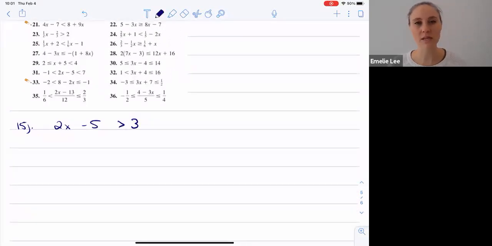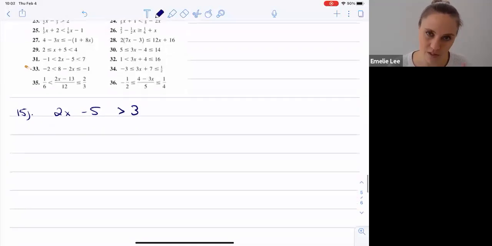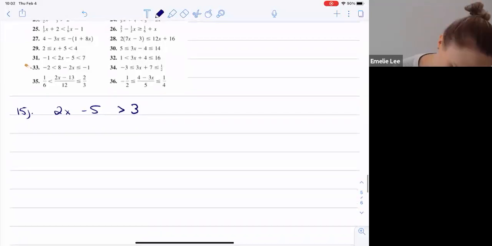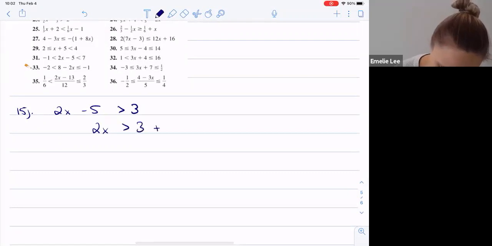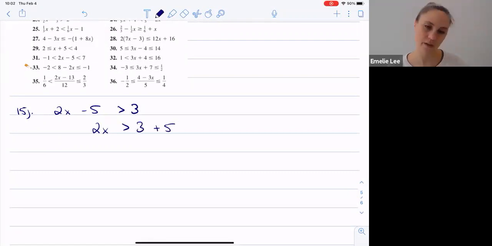And this might be one of those times where if you say what you're doing, you should be able to hear yourself saying multiply by negative 2, and then that should kind of stop you, right? So to switch the sign. So if I add 5 to both sides, I get 2x is greater than 3 plus 5, okay, which is 8.